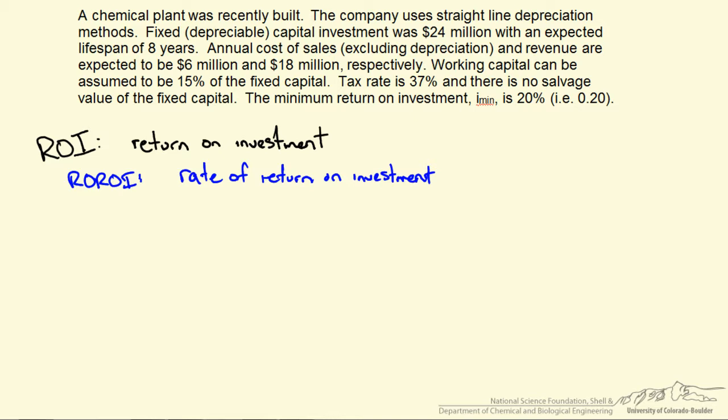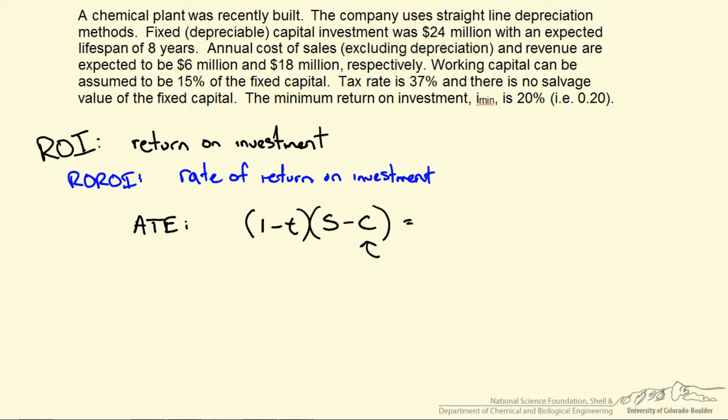So that being said, we would want to calculate our after-tax earnings, or our ATE, and this would just be 1 minus the tax rate times our sales minus our costs. And this would give us our net profit after taxes. Now this is one point that gets a little tricky: this cost depends on whether or not we are accounting for depreciation. We're told in the problem statement that the annual cost of sales excludes depreciation. So this is just our costs.